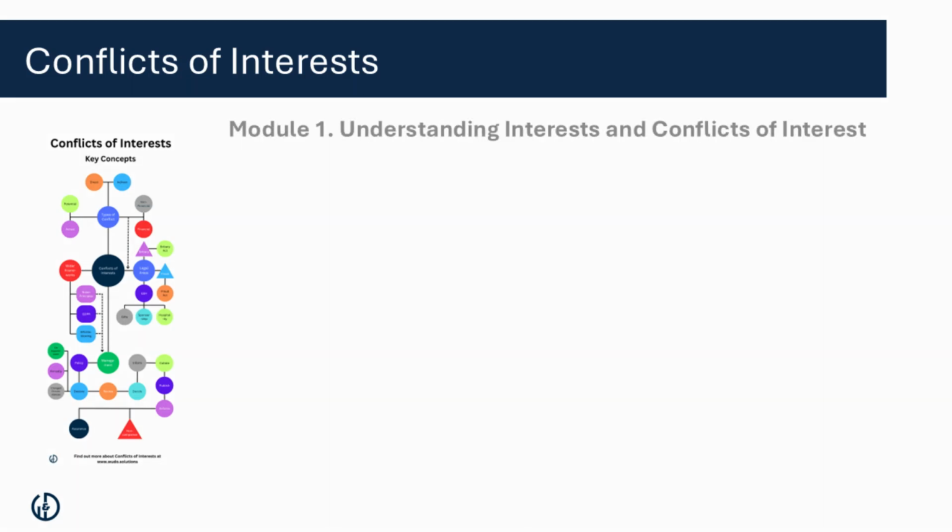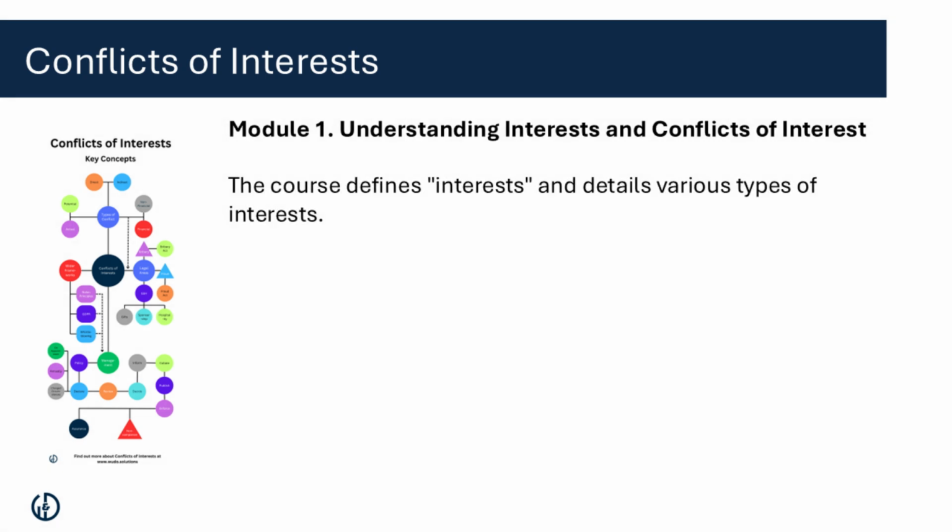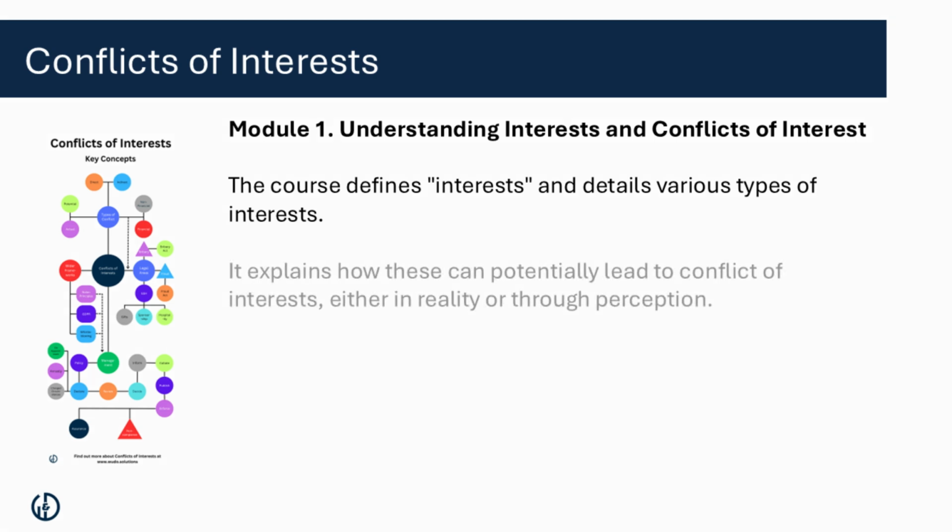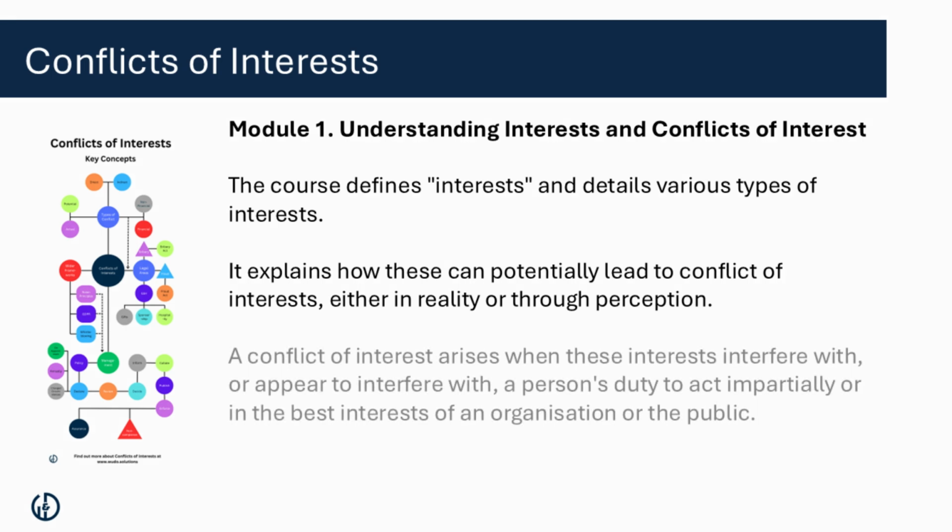Module 1. Understanding interests and conflicts of interest. The course defines interests as personal, financial, professional, or other benefits that may influence decision-making. It details various types of interests: financial, personal, professional, political, academic, and reputational, and explains how these can potentially lead to conflict of interests, either in reality or through perception.